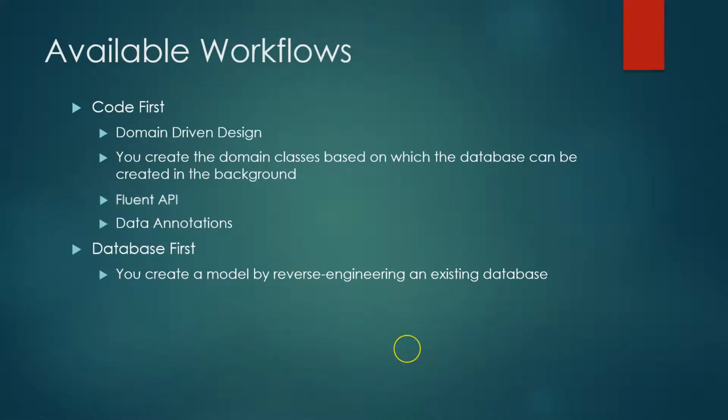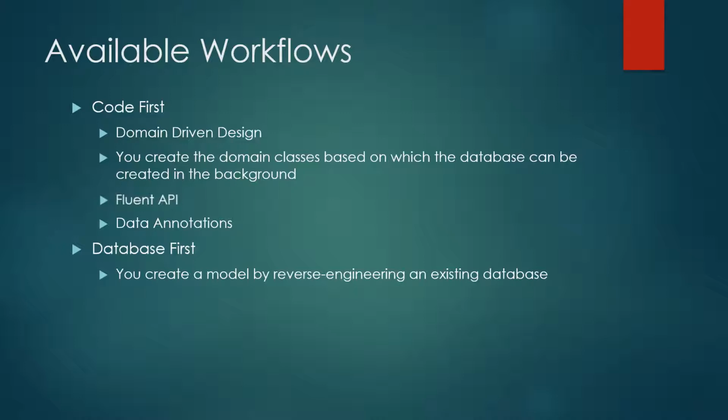Entity Framework Core supports two workflows. It supports code first and database first. Code first, as discussed in previous lectures of this course, is a domain-driven design. So the main idea is that you create the domain classes based on which the database can be created in the background right after you compile and run your application. So you can define your domain classes using either Fluent API or data annotations.